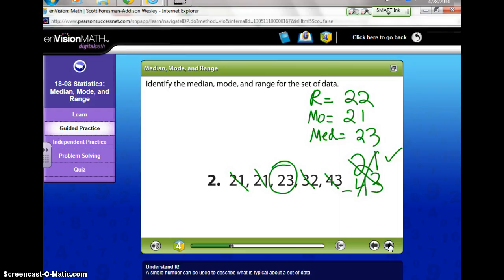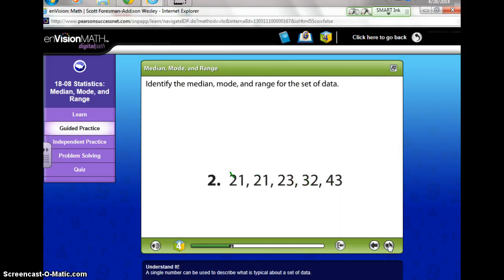Okay, next set of numbers. Are you ready? Okay. This is an even set of numbers. There's 6 numbers here. So it'll be a little bit trickier to find the middle number.